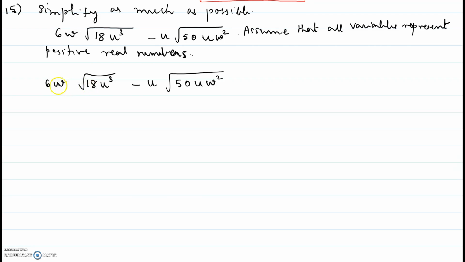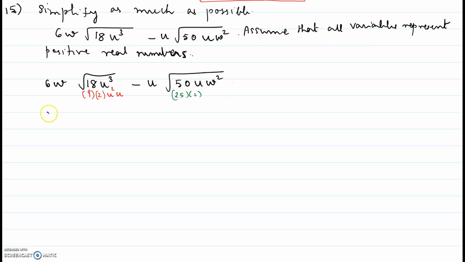So we'll see there are a few terms outside the radical, and a few terms inside the radical. So we'll take the terms inside the radical and simplify them. In the first radical, you have 18, which can be broken as 9 times 2. The reason we do 9 times 2 as opposed to 6 times 3 is that 9 is the biggest square number inside 18. And u cubed can be written as u squared times u. Then for the second one, which is 50, we can break it into 25 times 2. Then uw squared, we will leave as is.